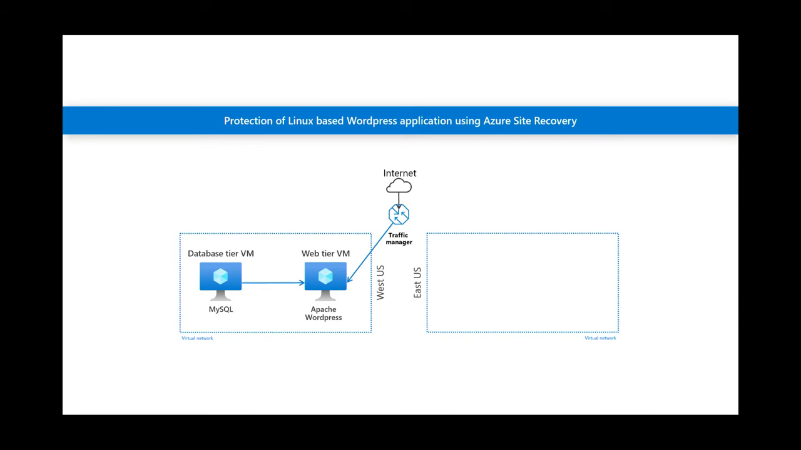Again, I just want to double-click on the architecture of the application that I was hosting. I had two VMs: a database tier VM, which was hosting MySQL, and a web tier VM, which was hosting Apache and WordPress. I had them in West US, and with my drill, I'm failing them over to East US. Suppose there's an outage. We'll be able to bring up the database tier VM first, followed by the web tier VM, and then eventually we can access the application from the DR region itself.